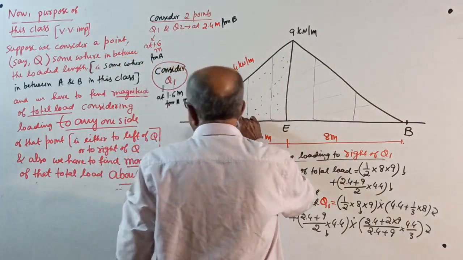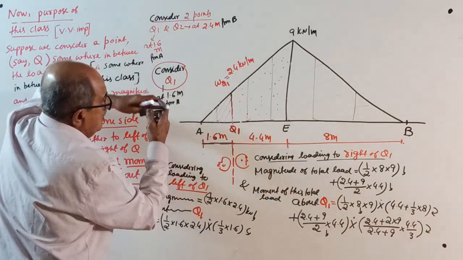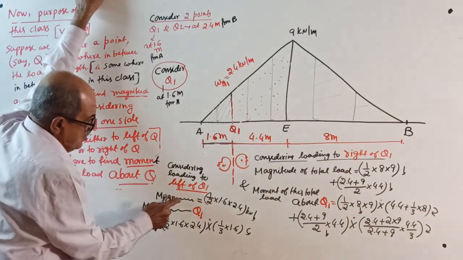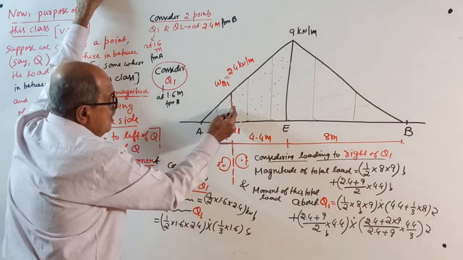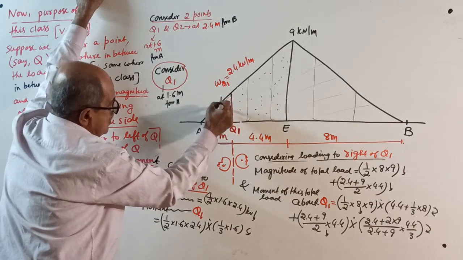Start. Left side, I wrote simply, no space here. See, magnitude of the total load. Magnitude of the total load considering loading to left of Q1 will be, see, this load.